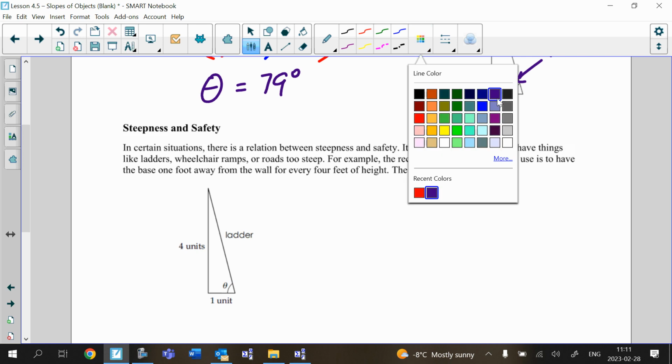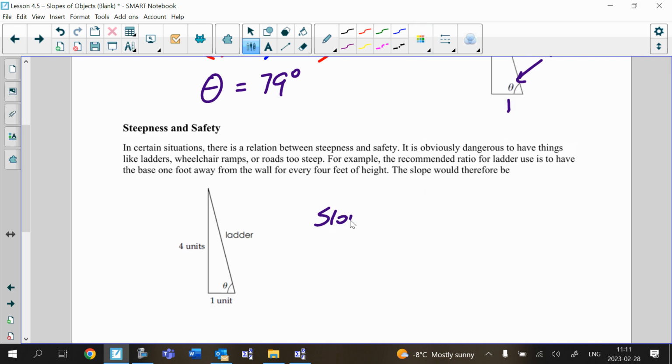That means for every 1 unit, whether it's centimeters or meters, that we move horizontally, we move up 4 of those units vertically. As long as the slope is less than this, then you're okay. So you want to know the height at which you're leaning the ladder, and you want to know how far away you are from the building. That determines the slope. That determines whether you're making your ladder too steep.